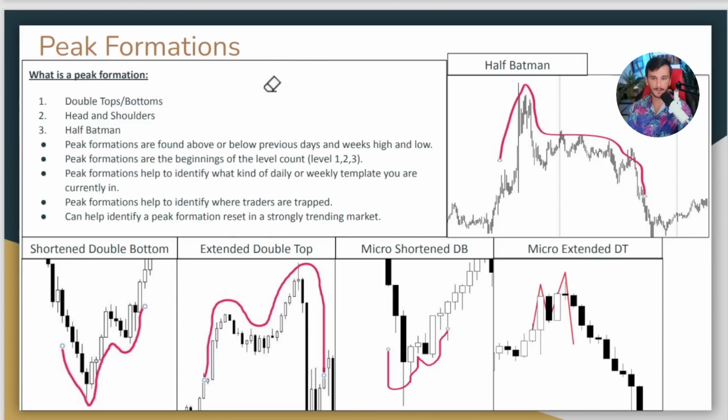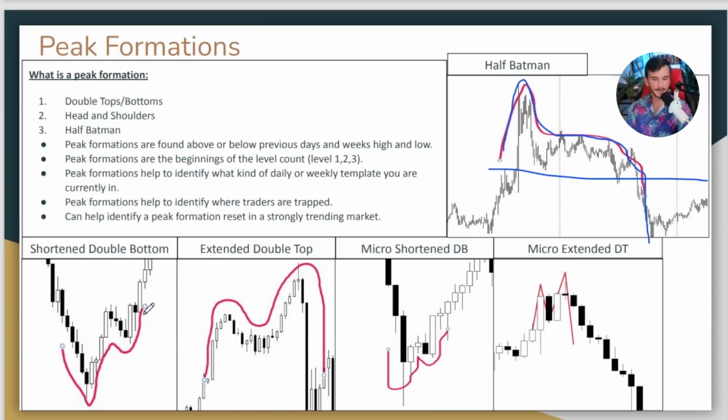So let's talk about the different kinds of peak formations. They're essentially double tops, double bottoms, head and shoulders, and the half Batman pattern, which you can see over here. I know it's a funny name, but just think about the ear, and then the head, and then the nose, and then the collapse. That's a peak formation. Okay. Peak formations are found above or below previous days' and weeks' highs and lows. Peak formations are the beginning of the level count, levels 1, 2, and 3. Peak formations help you to identify what kind of daily or weekly template you're currently in, and they help to identify where traders are trapped, as well as identify peak formation resets in a strongly trending market to help you gauge what kind of day the following day might be.